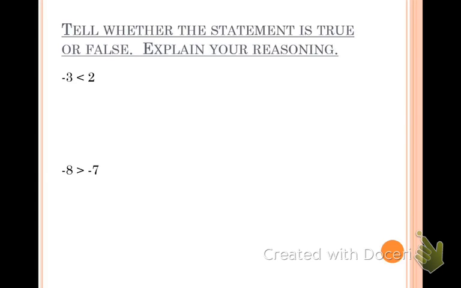The instructions here say tell whether the statement is true or false and then explain your reasoning. Read me what the first problem says. -3 is smaller than 2. -3 is less than 2. Raise your hand if you think that's true. Raise your hand if you think it's false. All right, that is a true statement. Now, here's how I want you kind of explaining this. Let's talk about a number line.